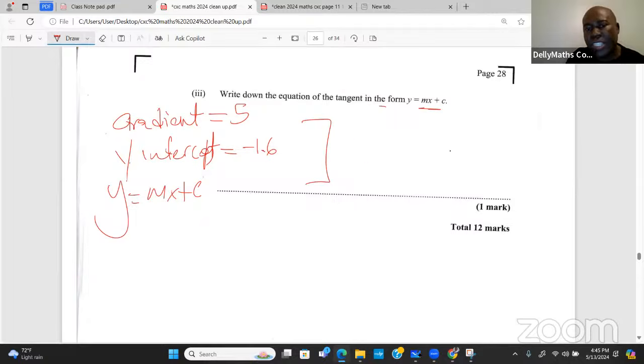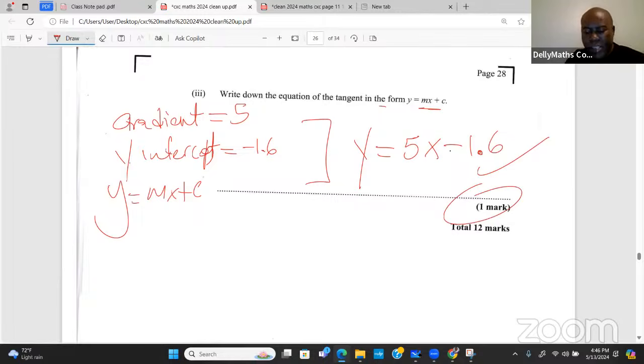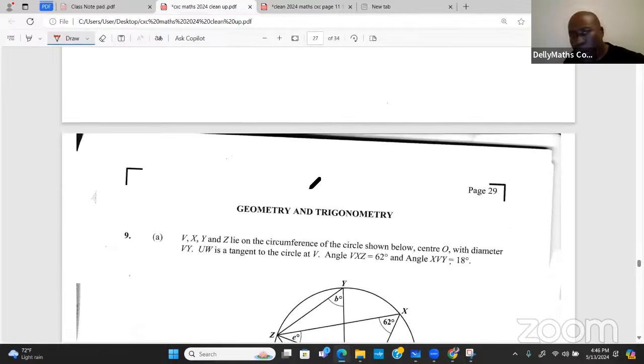So this is the equation of my line: y is equal to 5x minus 1.6. There you go. So that is what I'll drop there for them and move. In other words, it's a 1-mark question because everything was already vividly there. You can look, you could see, you pick it up, and you move, right? Let us see what else we have.